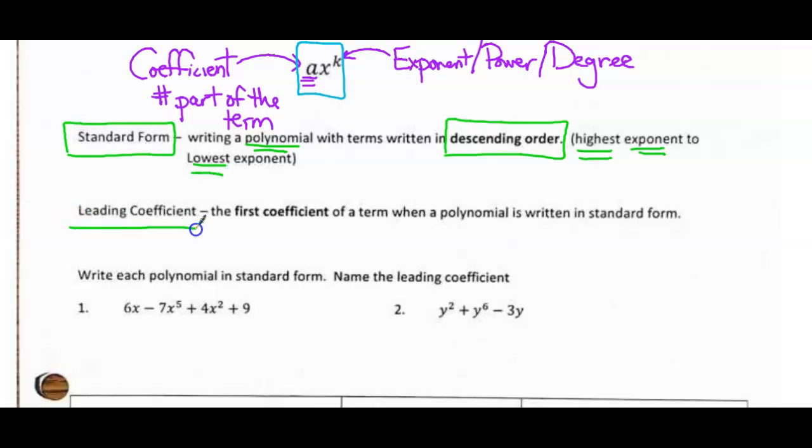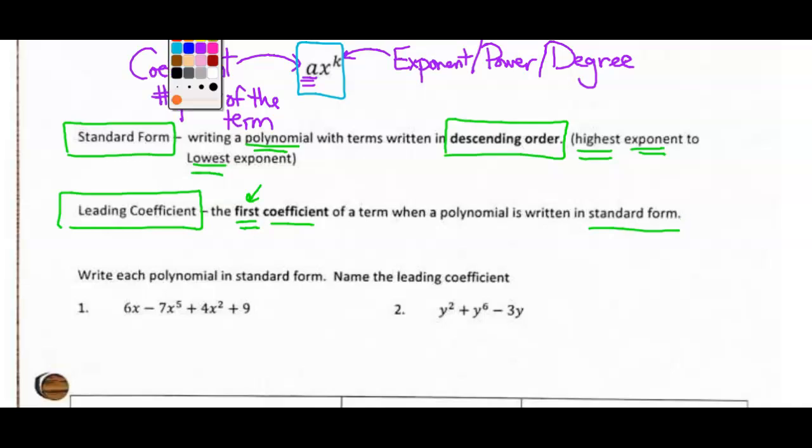Now that I just refreshed your memory on what a coefficient is, sometimes they will ask you what your leading coefficient is. And the leading coefficient is always the first coefficient of a term when the polynomial is in standard form. Now remember, this standard form is about polynomial standard form, not linear equations. So our first example here says, write each polynomial in standard form, name the leading coefficient.